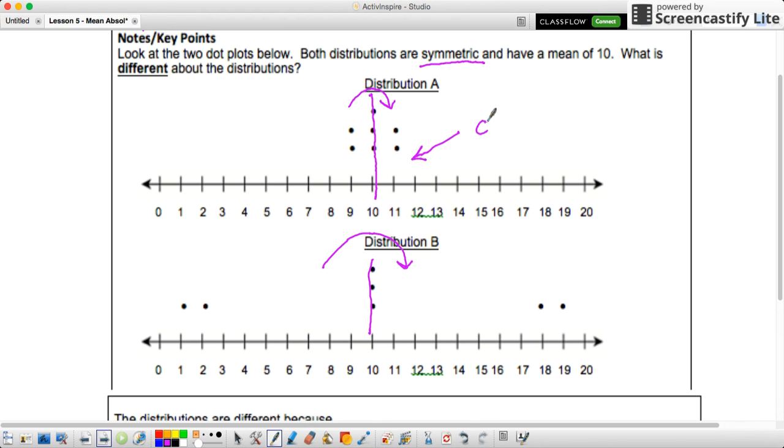You're right, this one is clustered, meaning it's all very close together. And this one has some big gaps here. Not gas, gaps. And so we would say this data has a large spread, or it's very spread out. In other words, if you could hug the data, which data would be easier to hug? The clustered data in distribution A, because the data is much closer together.